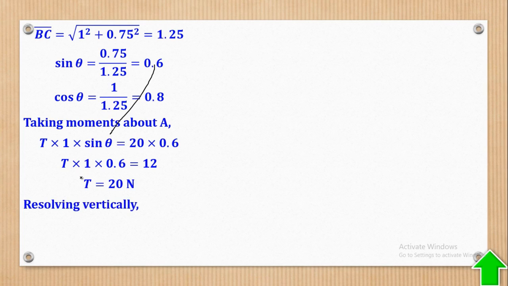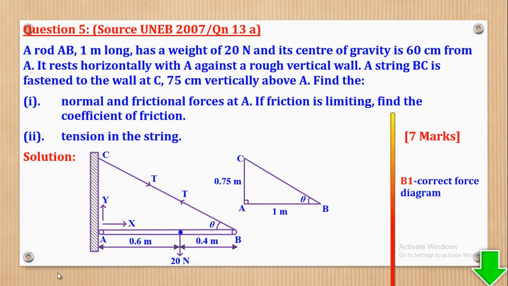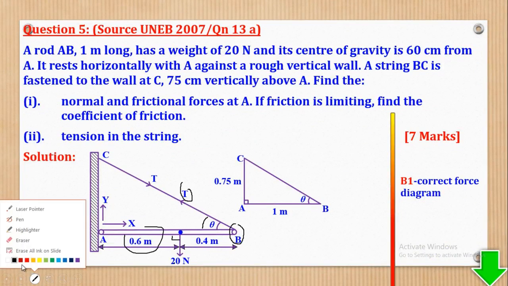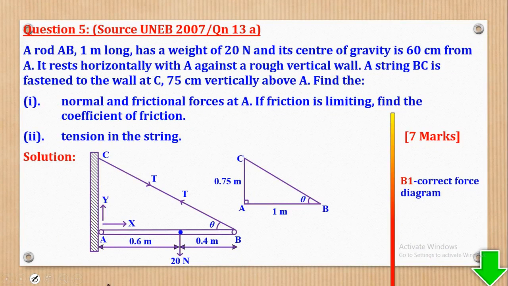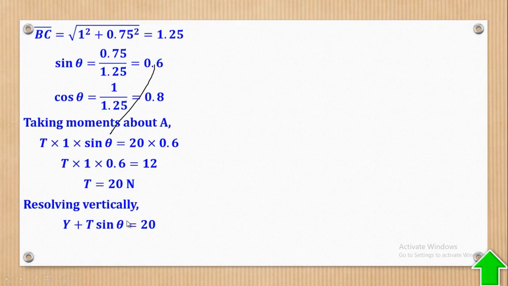Also, resolving vertically, I'll come up with that. So where is it coming from? Vertical, remember, means that upward forces are equal to downward forces. So vertically, there is this one which is entirely vertical. This one is at an angle, meaning it has a vertical component which is T sine theta, and also a horizontal component which is T cos theta. Now because we're dealing with vertical, we shall say Y plus T sine theta is equal to 20 newtons. That is where this statement is coming from.